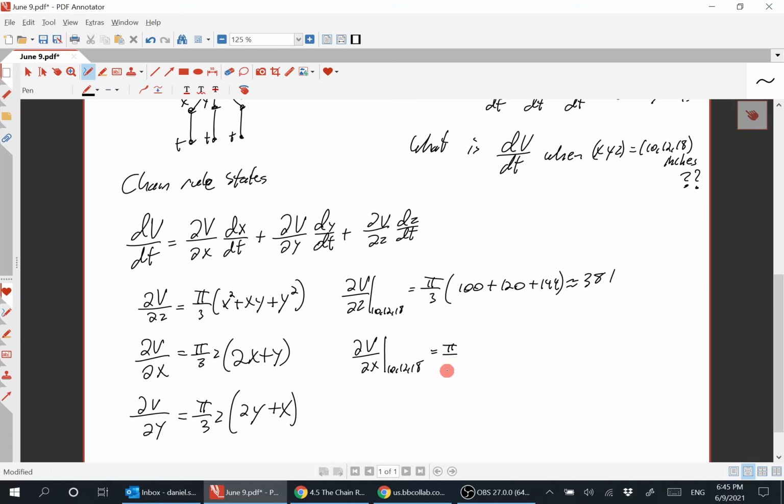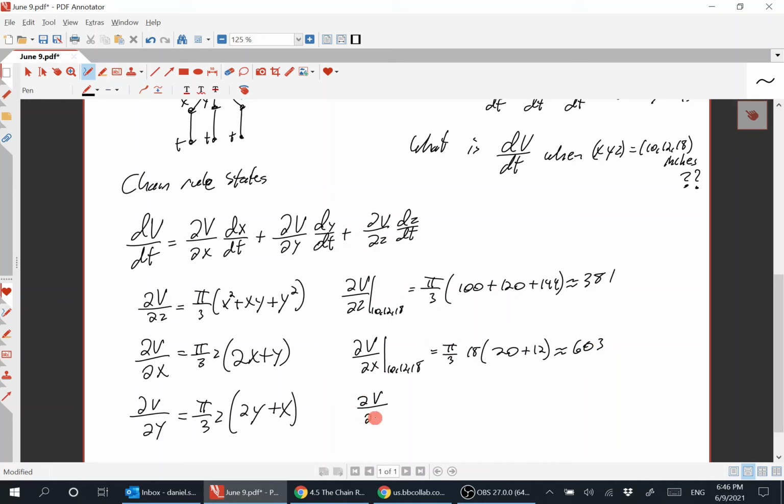So this one is pi over 3, z, which is 18, times 2x, which is 20, plus y. Y was 12. So 32 times 18, divided by 3 times 3.14. So 603.